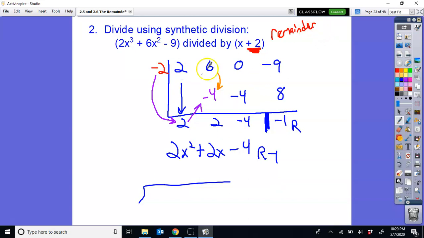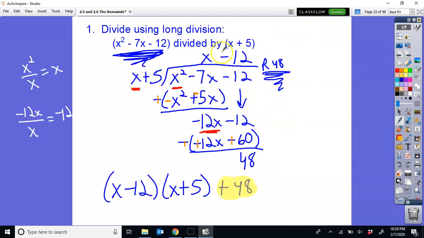If you use this synthetic division on the last problem we just did, you'd see the same thing. At the bottom of the house, you would have a 1 here, a negative 12, and then a remainder of 48. You could double check this and do this yourself if you'd like to see that it does work.